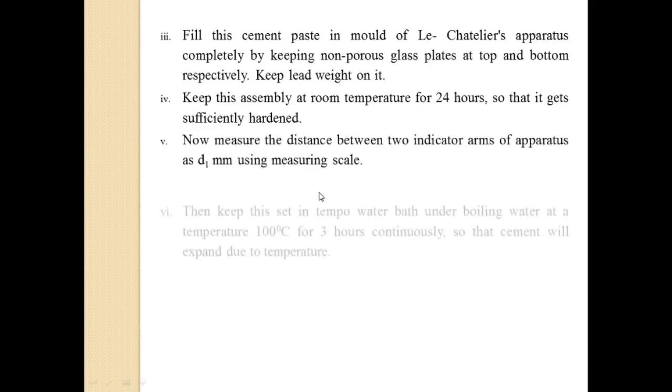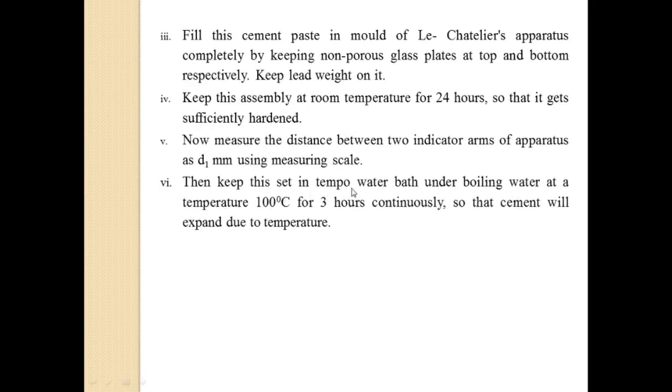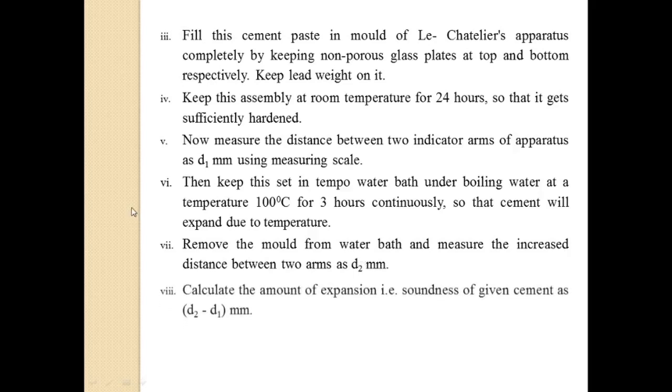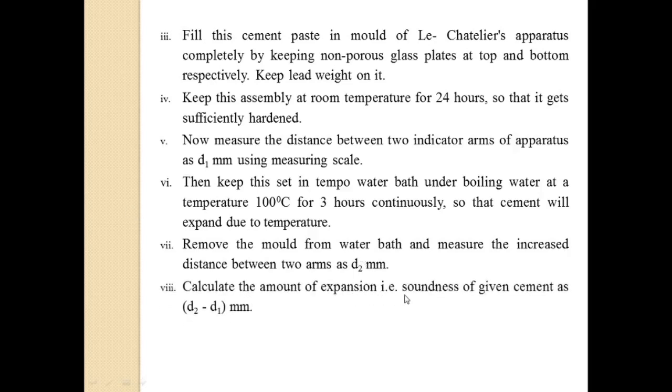After that, keep this set in the water bath with boiling water at a temperature of 100 degrees Celsius for 3 hours continuously, so that the cement will expand due to temperature. Then remove the mold from the water bath and measure the increased distance between the two arms as D2 mm. Then calculate the amount of expansion, that is the soundness of the given cement, as D2 minus D1 mm.